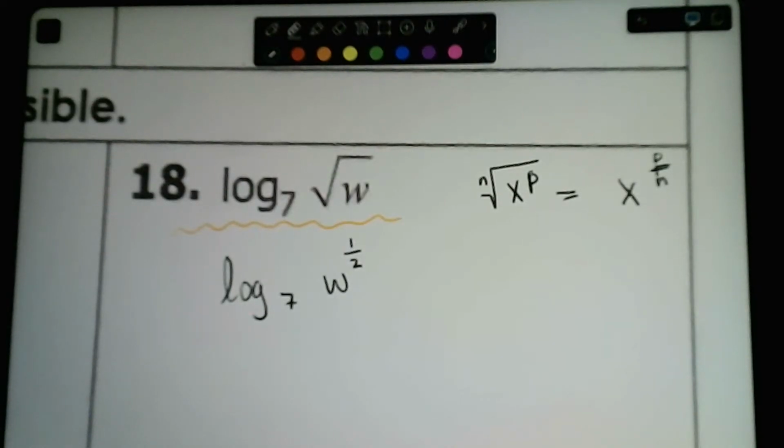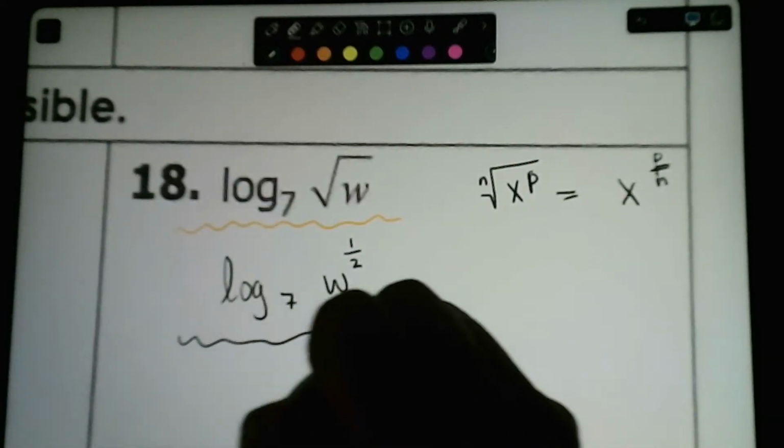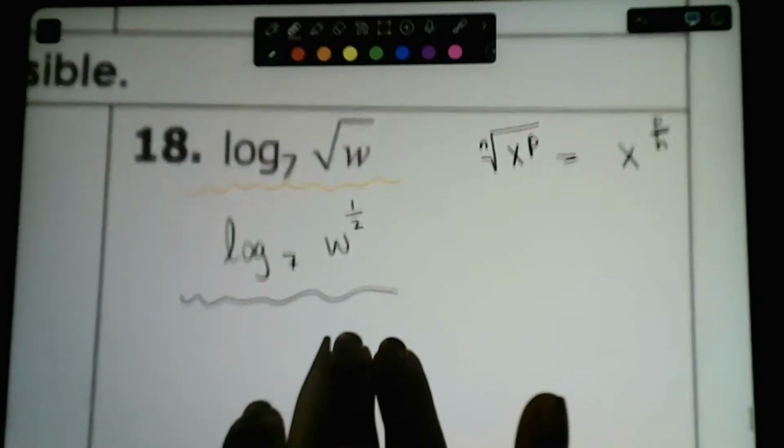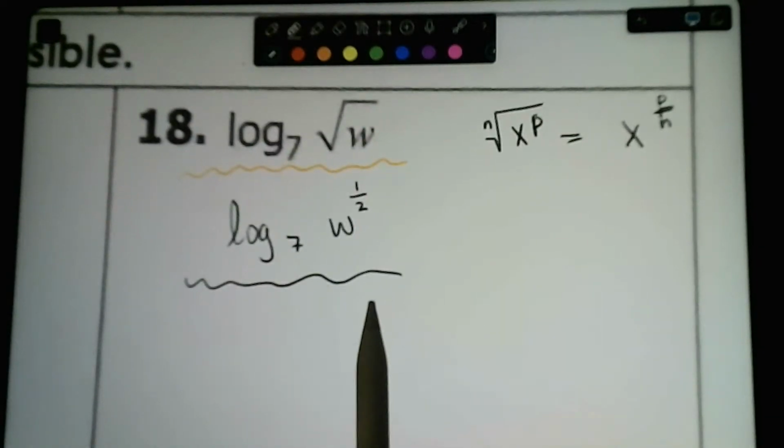So now that I've got, hi guys. Thank you. Now that I have this without the square root, I have it with fractional powers. I'm going to use the power property of logarithms, which says, I'll wait. Bye. I'm in the middle of a lesson.